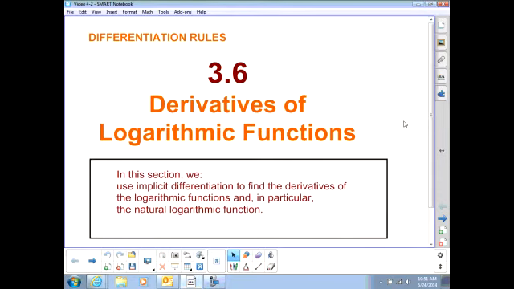Today's video will look at the derivatives of log functions. Most of the time we'll work with the natural log function, but we'll look at logs of any base today as well.